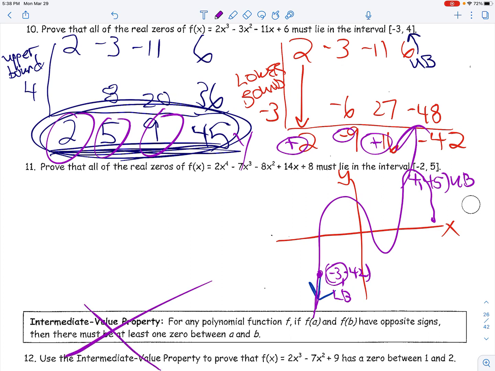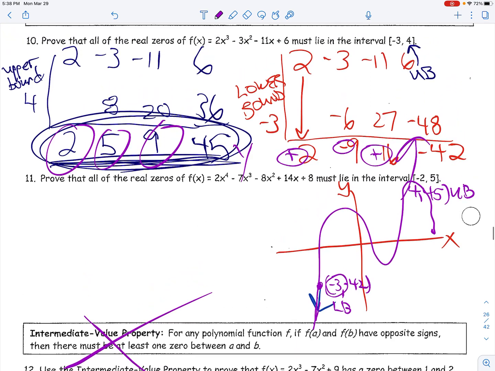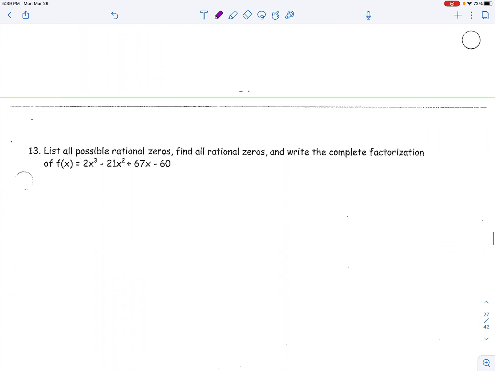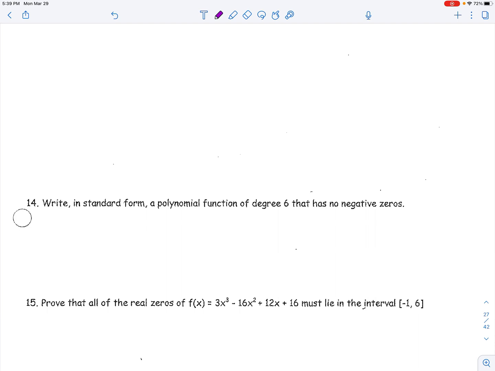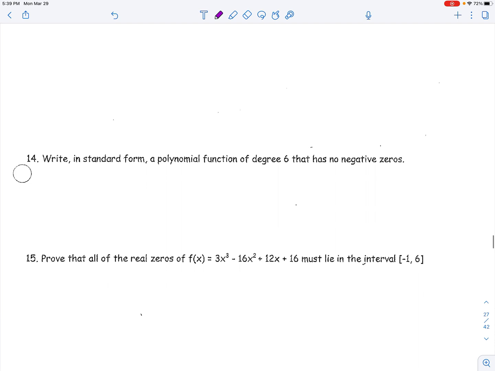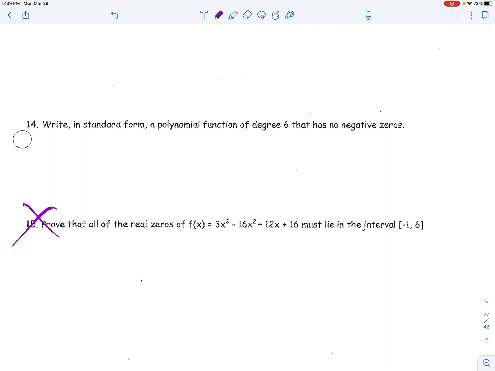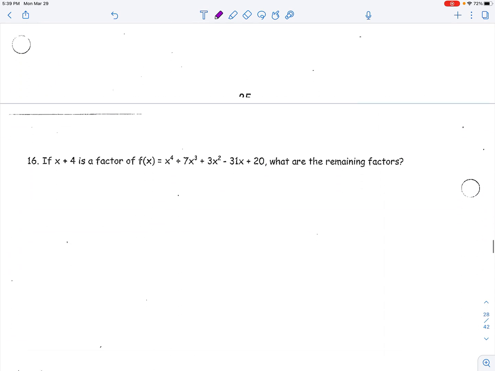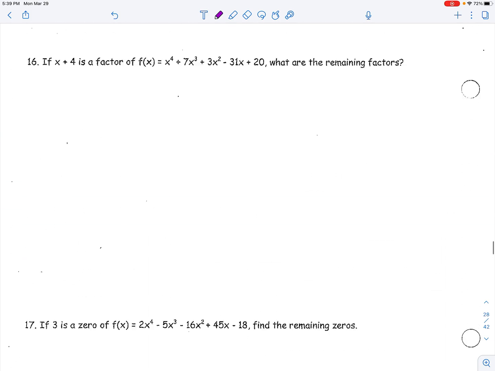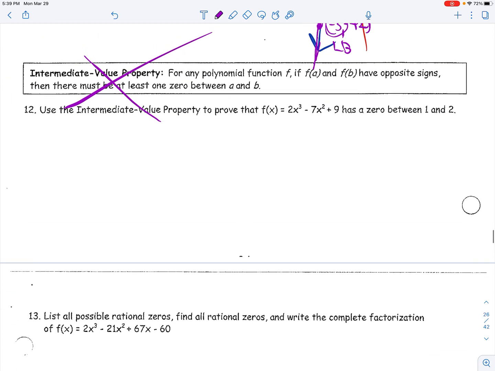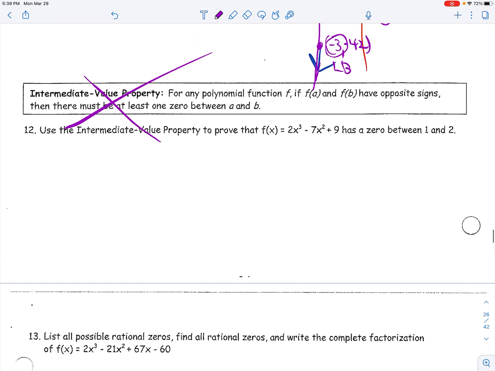Like I said, I'm not even going to talk about the intermediate value property. If you want me to, you let me know. It's really not a big deal, but you're not going to be responsible for this page for your test. In addition, 13, you're definitely responsible for. 14, we did that. 15, you're not responsible for. 16 you are, 17 you are, and then starts the test prep. All right, so there it is, everybody.